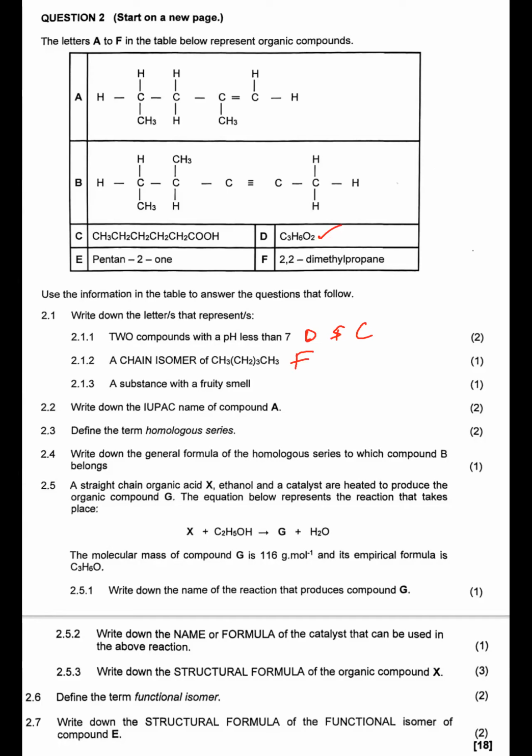A substance with a fruity smell, an ester. Ester. D. D can be an acid or what? Or an ester.